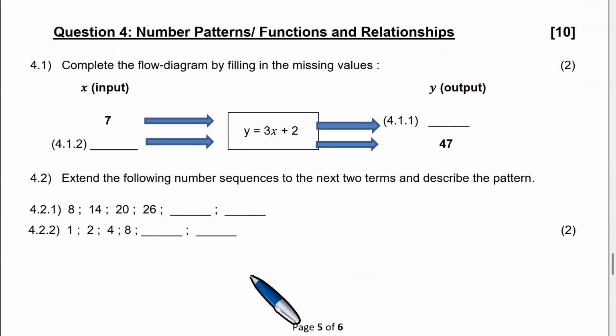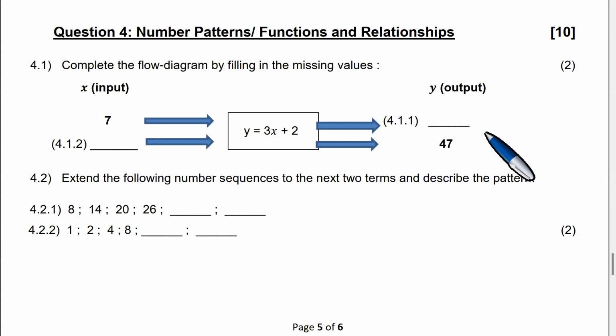Let's look at the number patterns quickly. Complete the flow diagram by filling in the missing values. Input, output. What is the answer here? 7 goes through the flow diagram. When it comes out on the other side, what's going to be the output? If the input is 7, what's going to be the output?